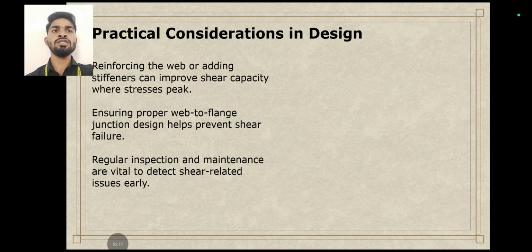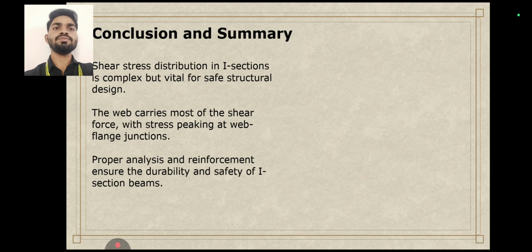Practically, consider these in design. Reinforcing the web or adding stiffeners can improve shear capacity where stress peaks, ensuring proper web-to-flange junction design helps prevent shear failure. Regular inspection and maintenance are vital to detect shear-related issues early.